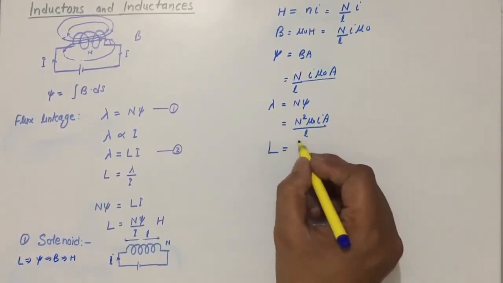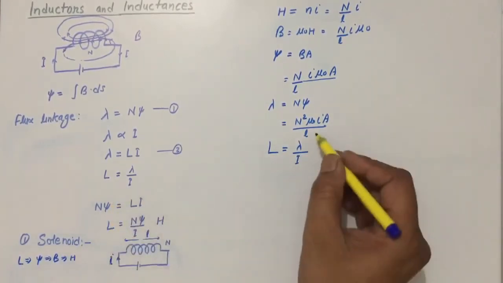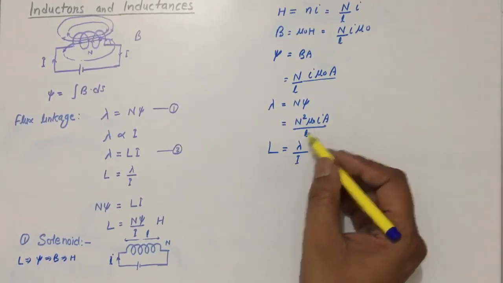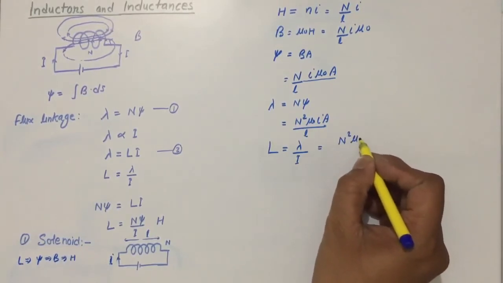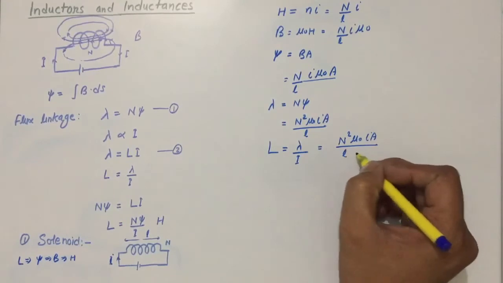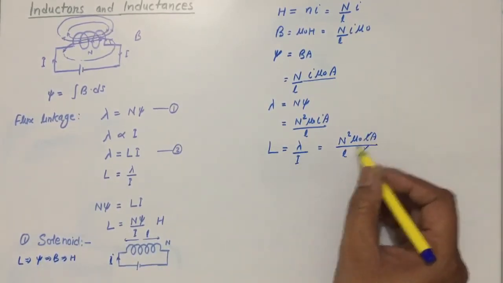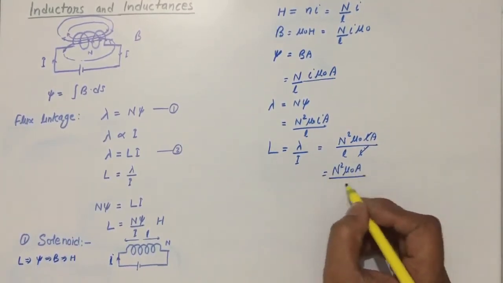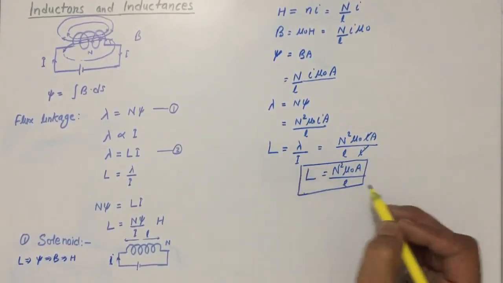And the inductance is nothing but flux linkage divided by I. So dividing by I, here we can get inductance. That is N square mu naught I A divided by L, divided by the current. We will get N square mu naught A divided by L. This is nothing but inductance.